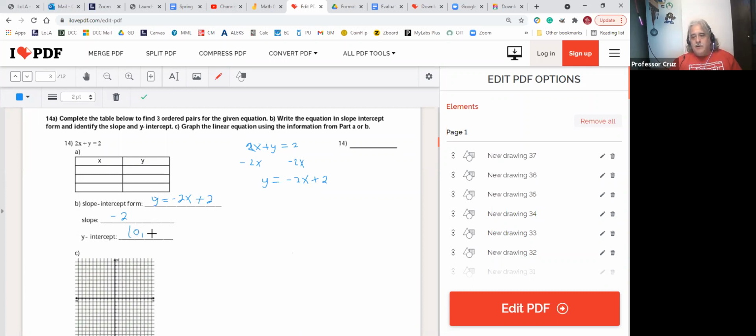Once you solve it for y is equal to mx plus b like this, then the number hanging off the end is your y-intercept. That's your slope right there.